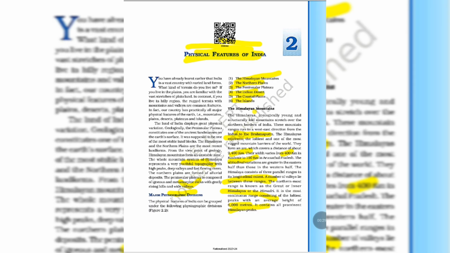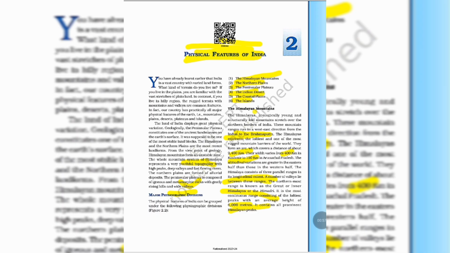Geological structure is defined according to geological history, and physiographic structure is defined according to endogenetic and exogenetic forces. These are different. According to this, India's physiographic divisions are the Himalayan mountains, the northern plains, the peninsular plateau, the Indian desert, and the coastal plains. The first topic is the Indian mountains.